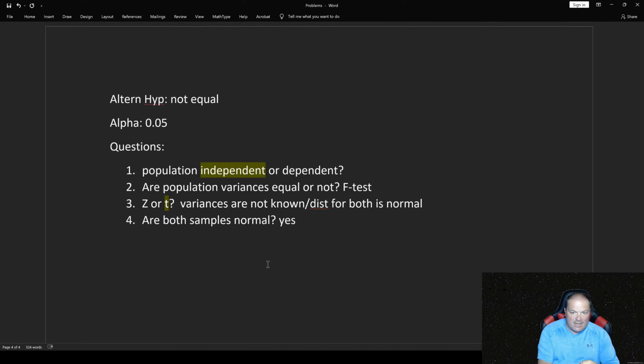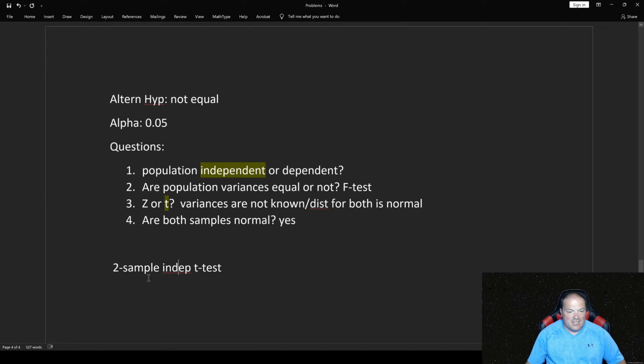We know that they're independent. So what we're going to use here is a two-sample independent t-test. Okay, that's what we're going to use here. Now we know we're going to use this. From here, we're going to go back in here.